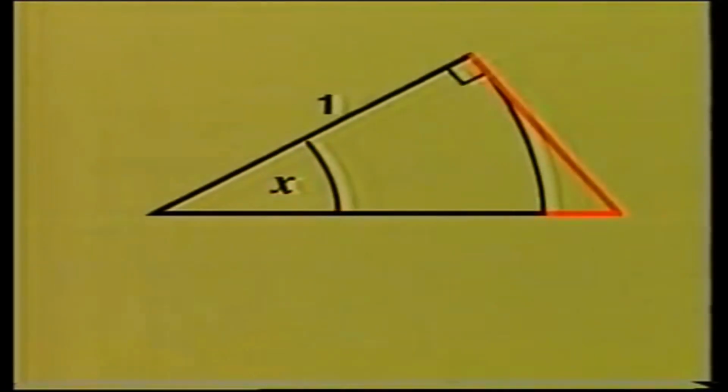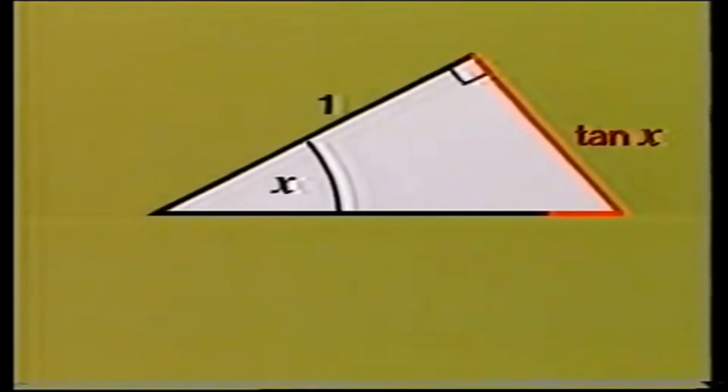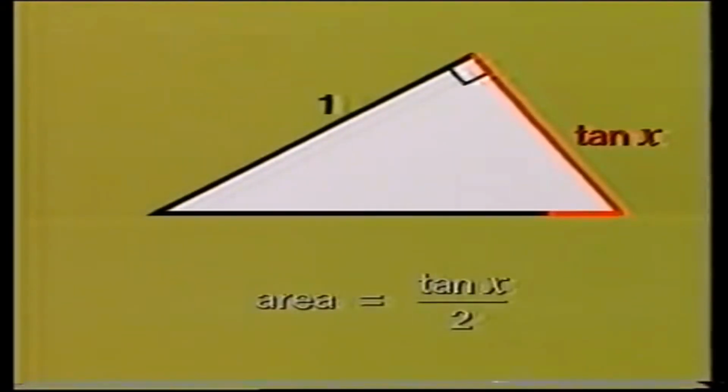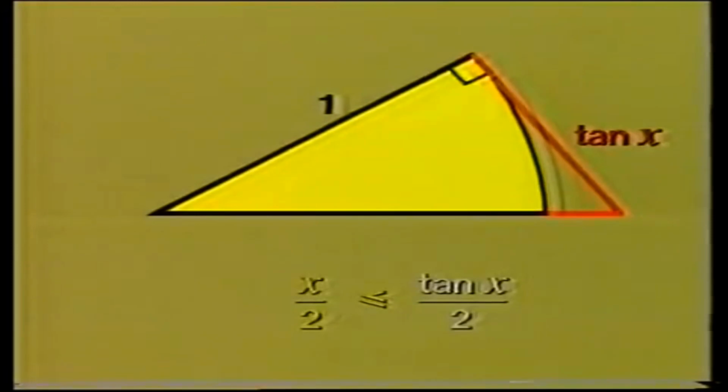Now, if you construct this right-angled triangle, the side opposite angle x has length tan x. And the area of the whole triangle is a half the base times its height. That's a half tan x. Remember, the area of just the sector was a half x, which gives this inequality: x is less than or equal to tan x.